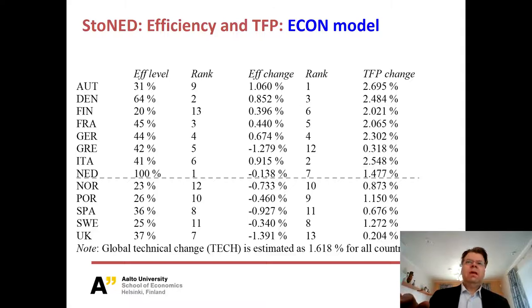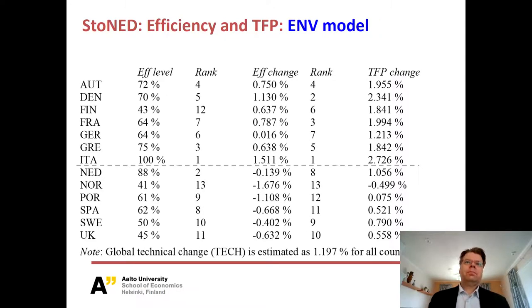What about the environmental model? Here I have the results for the environmental model, excluding capital and labor, but now introducing nutrient emissions and greenhouse gas emissions. In that comparison, the Netherlands is still doing fairly well, but now Italy emerges as the most efficient country. Efficiency is perhaps to some extent a misnomer for this kind of comparison, because indeed these climate conditions are not taken into account.